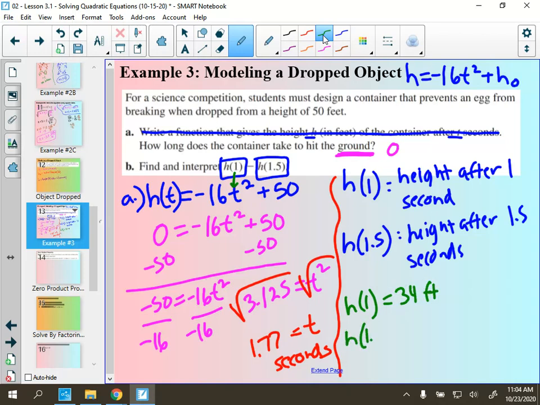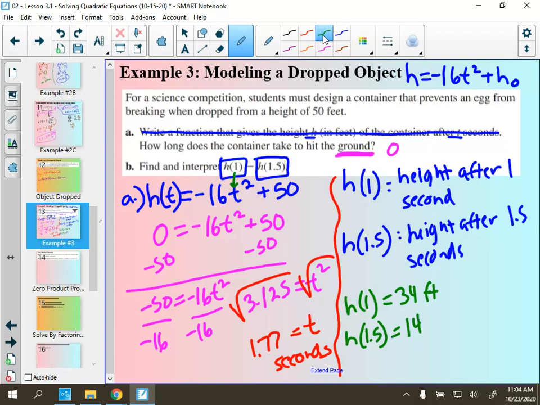H of 1.5, so I'm repeating that exact same process: negative 16 times 1.5 squared plus 50. Still not a terrible number, actually. I got 14.